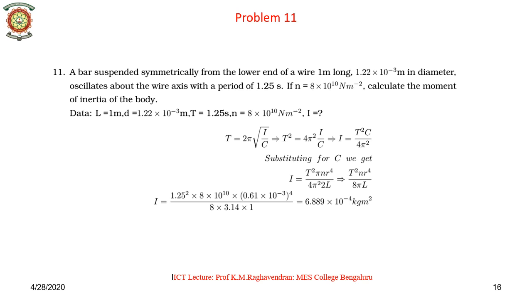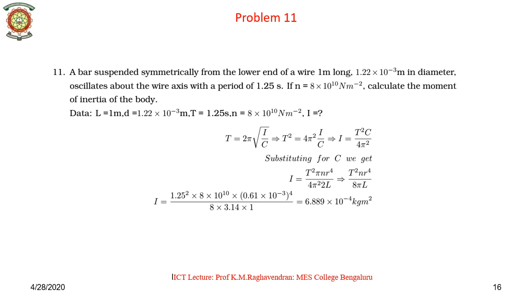We begin with the expression for the period of oscillation in the case of a torsional oscillation. T is equal to root of I by C into 2 pi. Now from this we can get T squared is equal to 4 pi squared I divided by C. Or from there we can work out I as T squared C by 4 pi squared.